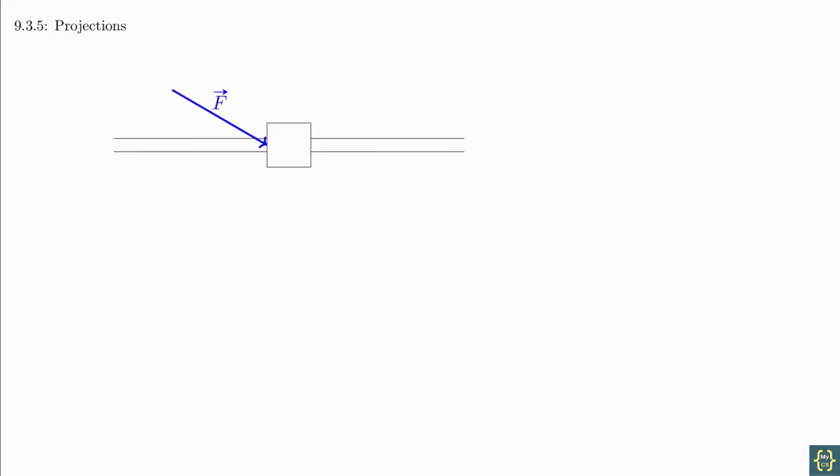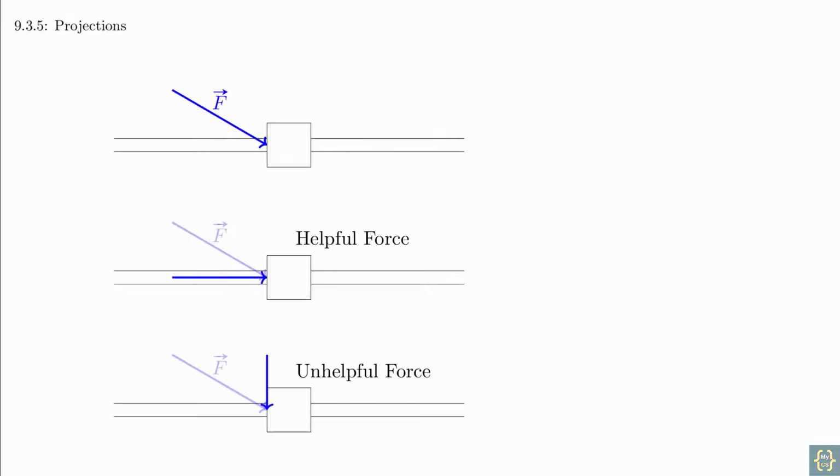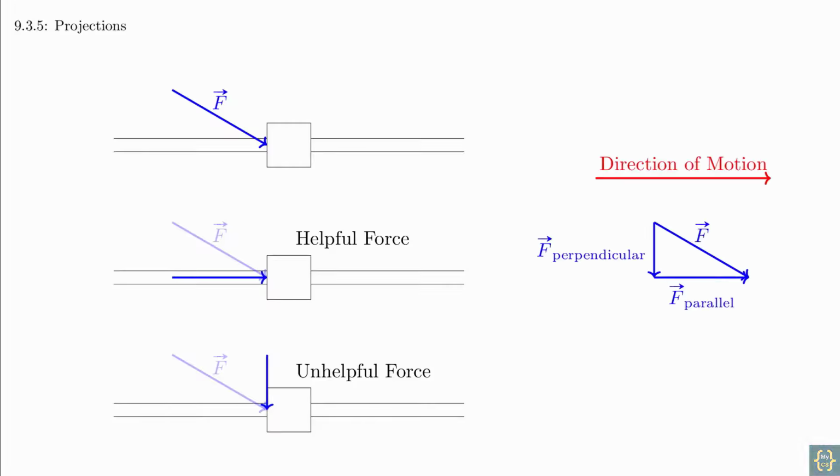Let's take another look at pushing the block around the track, but pushing at an angle. If we think about it, the only part of our force that is doing any work is the part that's parallel to the track. There's another part of our force that is perpendicular to the track, and it's doing nothing useful at all. And this hints at the usefulness of breaking a vector down into two separate pieces that reflect the underlying problem, where those two pieces are either parallel or perpendicular to a specific direction.